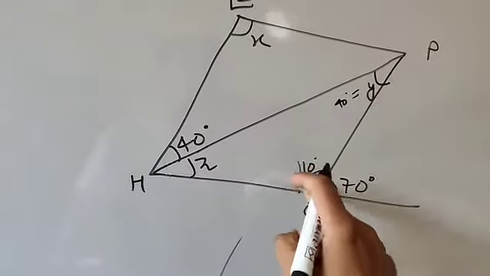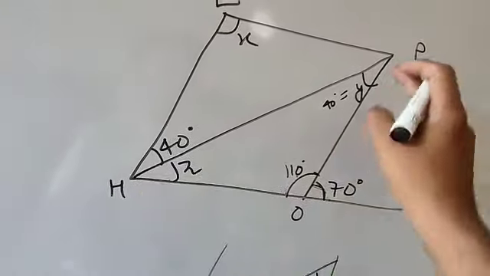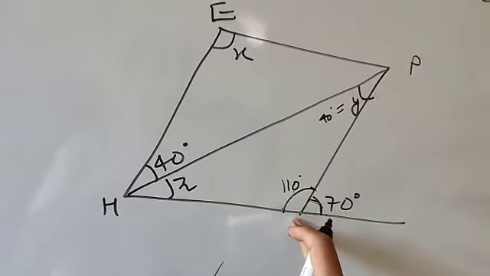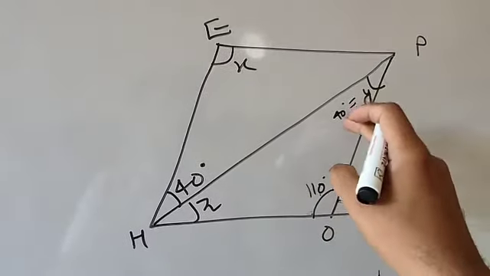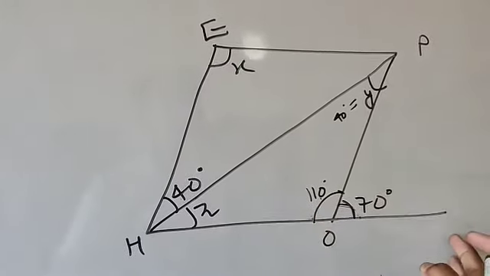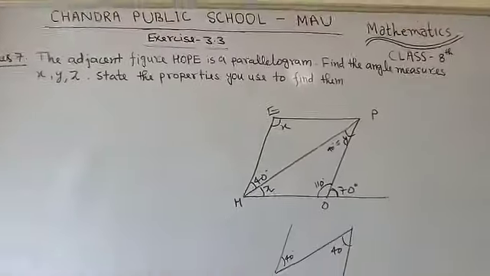After that, if it is 110, it is 40, and you need to find z. So here HOP is a triangle. So the sum of the angles of the triangle will be 180 degrees. Then here you will write 110 degrees plus 40 degrees plus z equal to 180, angle sum property of the triangle, and after that you will get z. So solve this question by yourself.